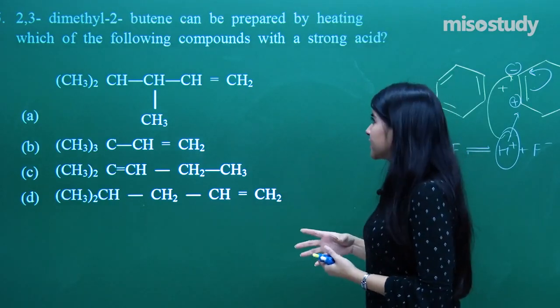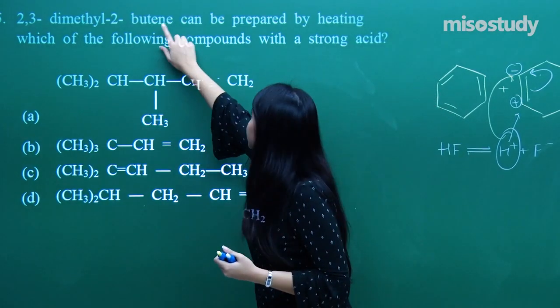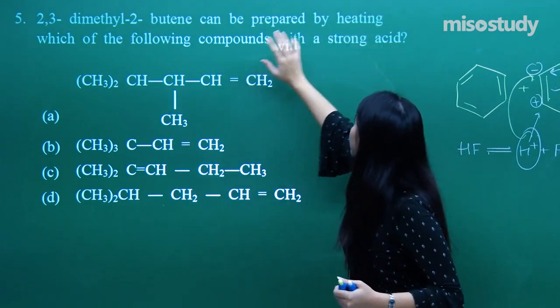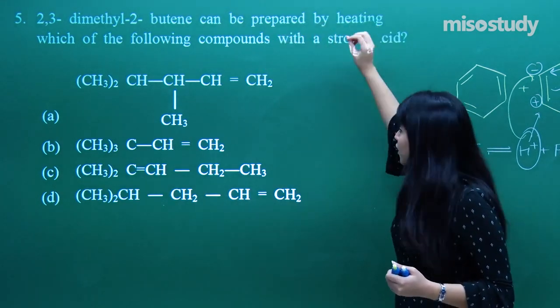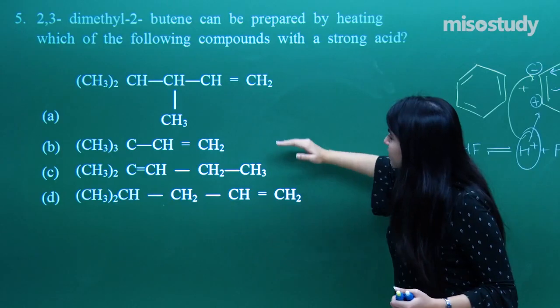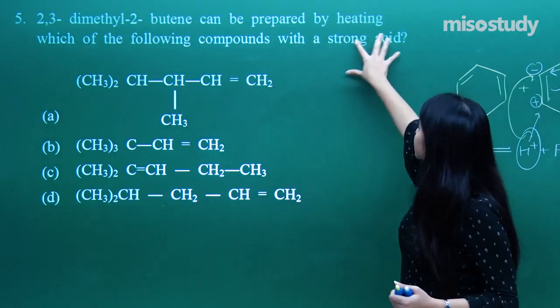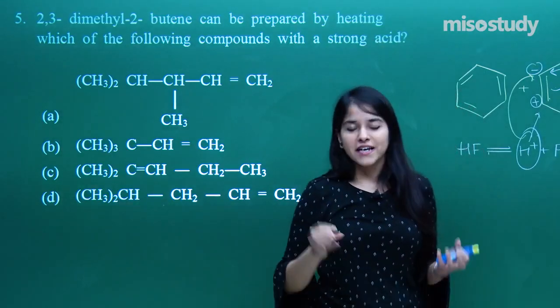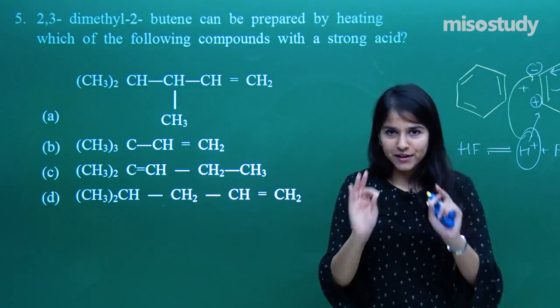2,3-dimethyl-2-butene can be prepared. So I need this very product. This can be prepared by heating which of the following compounds with a strong acid. So all of these compounds react with the strong acid. That means having what? Having H positive ions. So it's a pretty simple reaction.